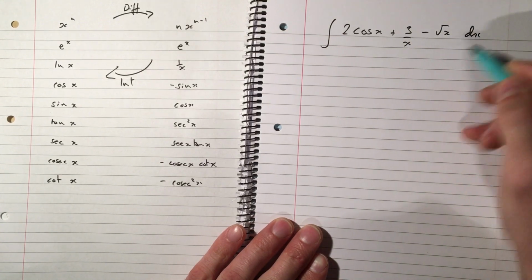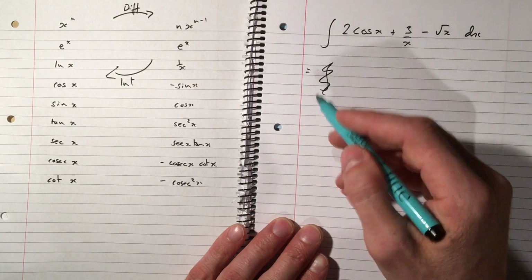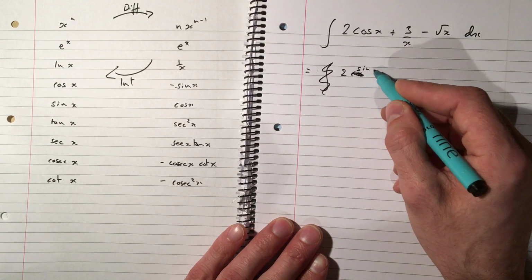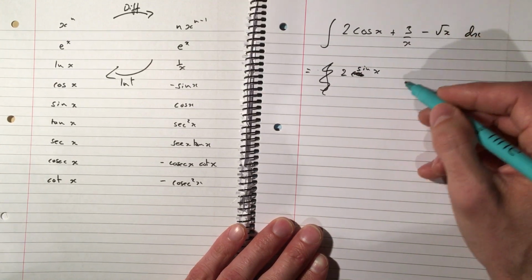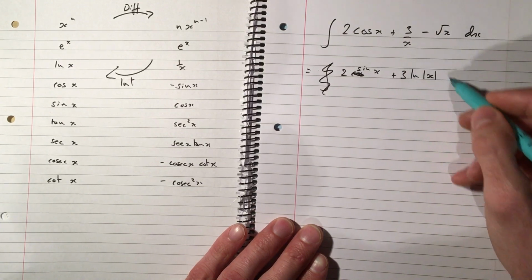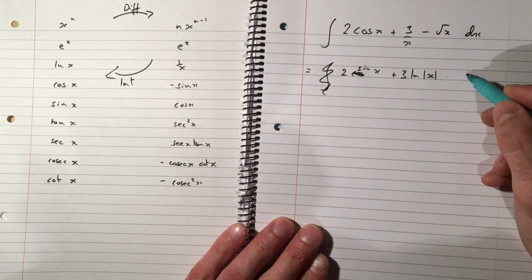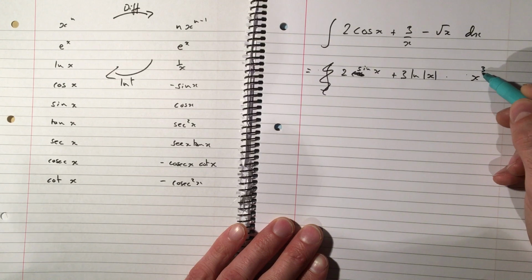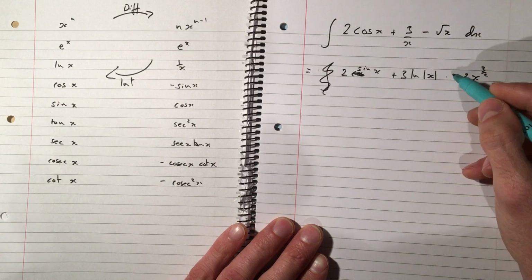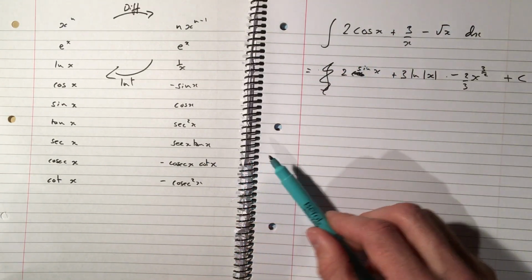If we're integrating this, then cos integrates to sine. So 2 cos, so 2 sine x. 3 over x, 1 over x integrates to natural log, so this is 3 lots of natural log, mod of x. x with a square root sign is x to the power of a half, so we integrate to a power of 1.5 and divide by the new power, so 2/3, and the minus sign stays in front, and then we add a constant. So we can integrate each bit separately.